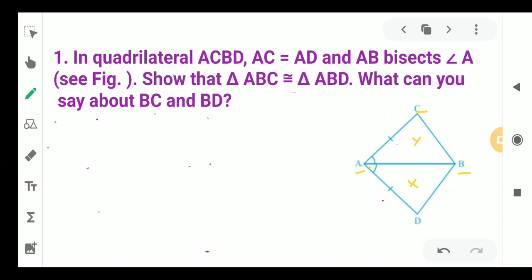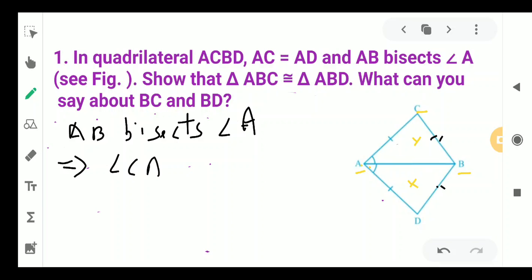And what can you say about BC and BD? Then we have to talk about BC and BD. So let me discuss this. First of all, AB bisects angle A. It is given, so this implies angle CAB equals angle DAB. So this we can say by the given condition.